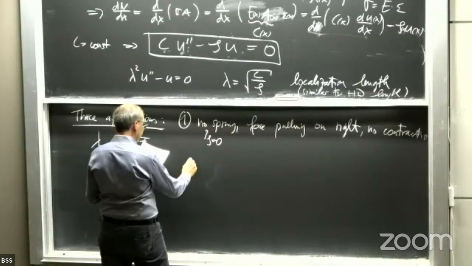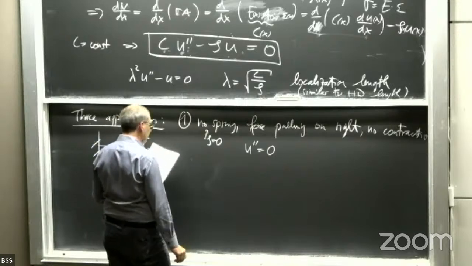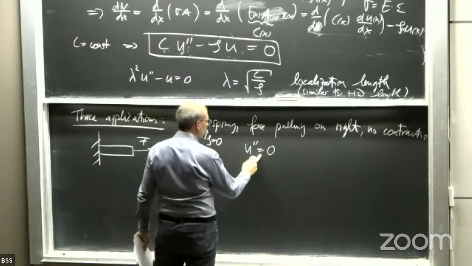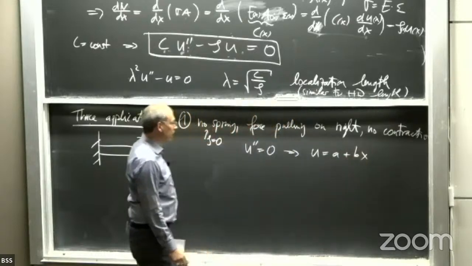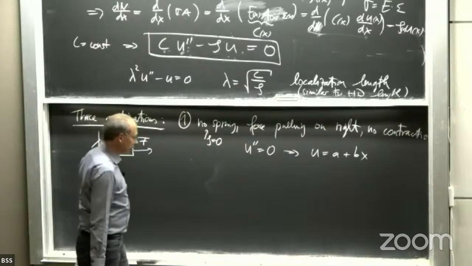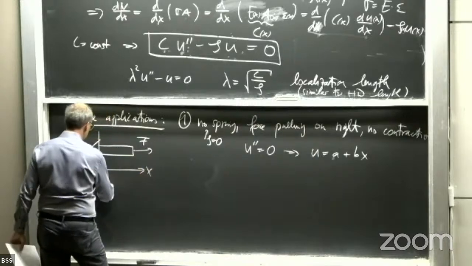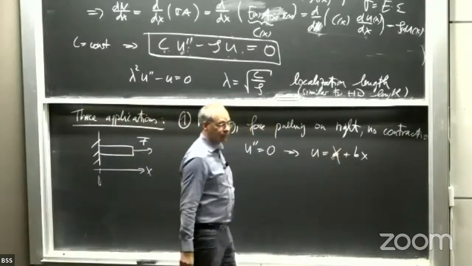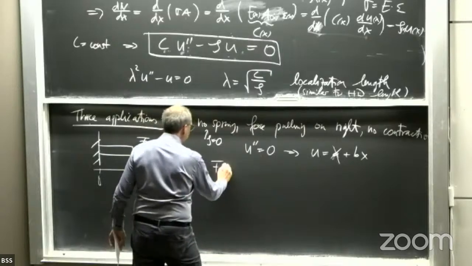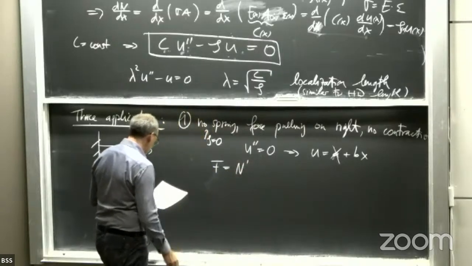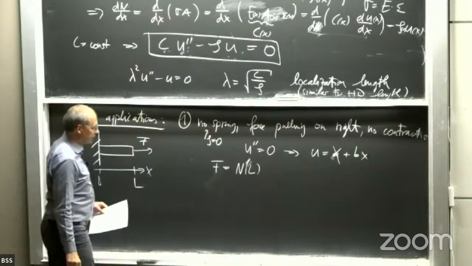Then the boundary condition. So in principle, this means that U should be something like A plus B times X, okay? And now we have boundary conditions. The first boundary condition is that at the left, it's pinned to the wall, so this goes away. The second boundary condition is that I'm pulling on the right-hand side with a force. This force is basically the normal force at L, where I now introduce the length of the system.